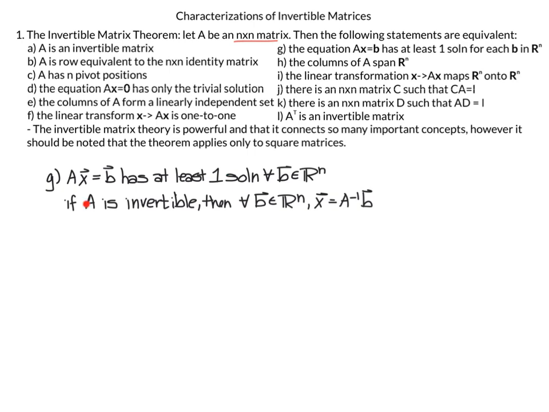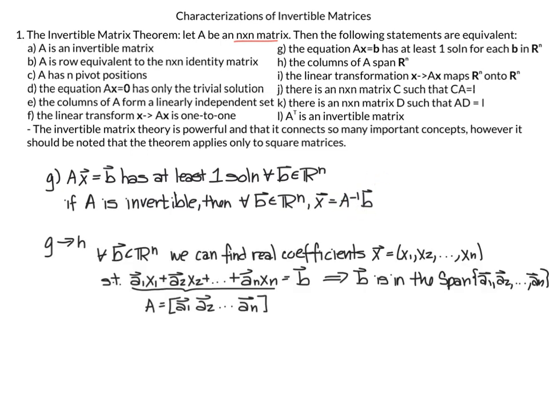Well, if A is invertible, then for every b in Rn, when we have the equation Ax equals b, we can multiply both sides of the equation by A inverse. That would become the identity matrix on the left-hand side, and we're left with x equals A inverse b. So therefore, x equals A inverse b is the solution for any given b.